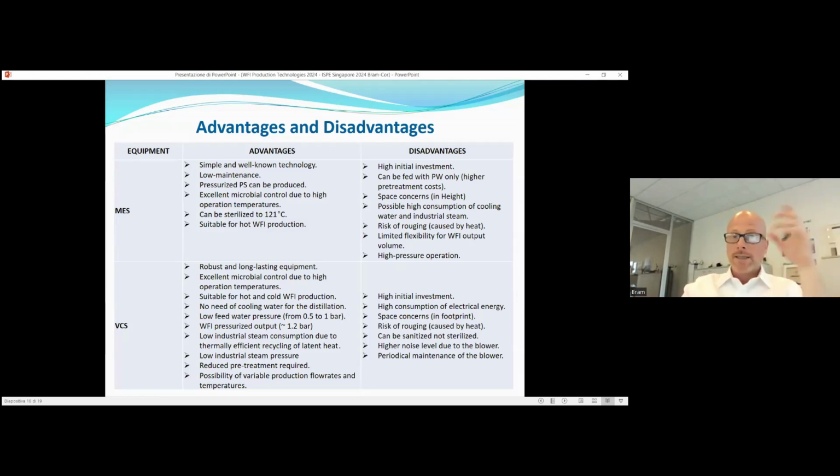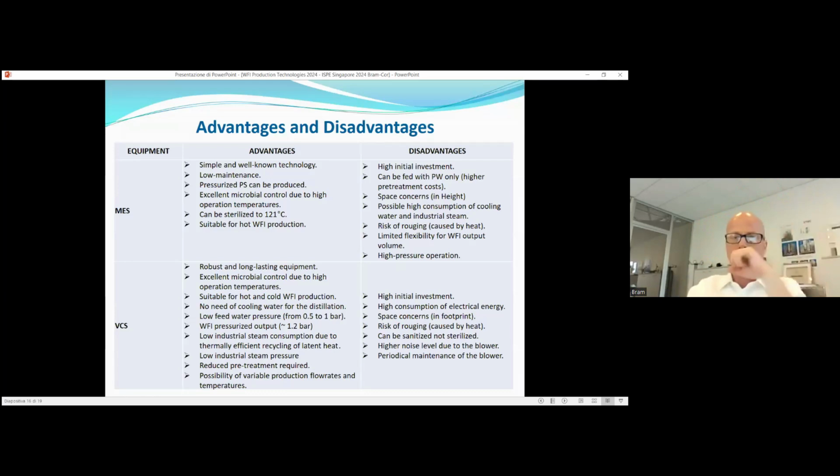This is quite obvious. The disadvantages: high initial investment. As we say, you need more or less the same technology that is used for the WFI membrane manufacturer, plus the distiller, plus a series of ancillary systems to make it work. So the boiler, for example, a quite performant boiler, because the higher is the pressure of the industrial steam, the higher is the capacity. The cooling system can be a chiller with its distribution, or tower water with its distribution.